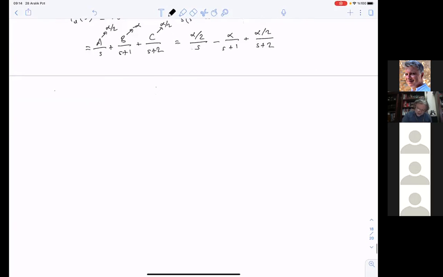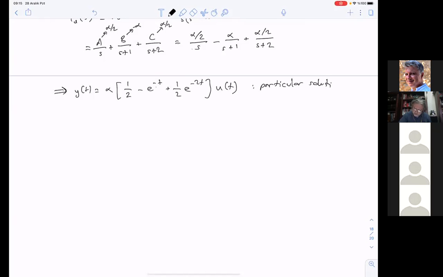From where you find the output y of t to be equal to, in an alpha parenthesis, everything is scaled by alpha, 1 over 2 minus e to the minus t plus 1 over 2 e to the minus 2t times u of t. This is the particular solution with 0 initial conditions.